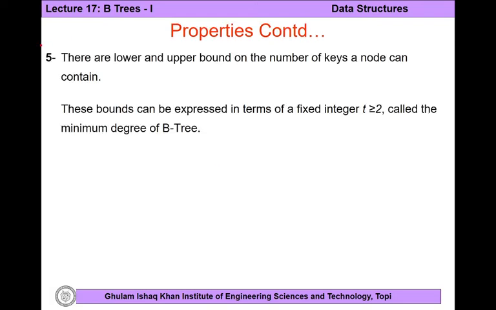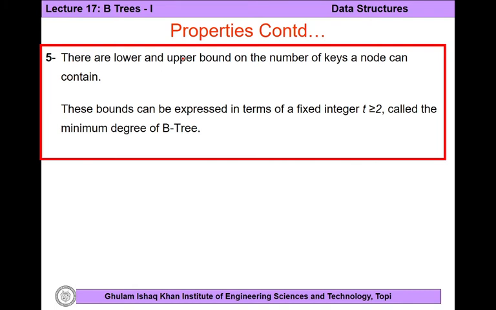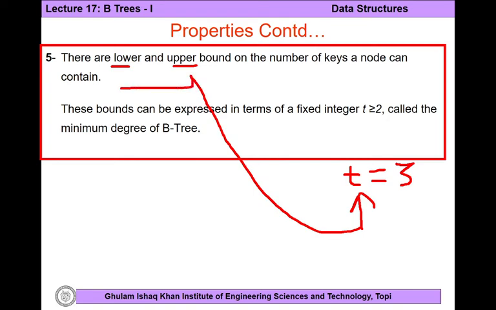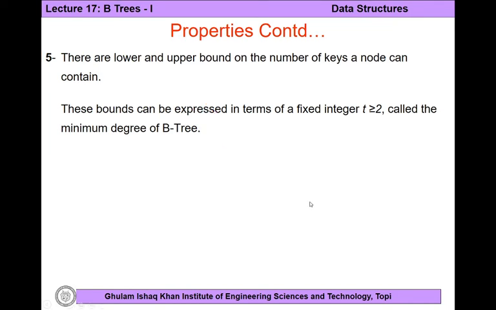And then yes, this one is very important, that there are lower and upper bounds on the number of keys a node can contain, right? For example, if you want to create a B tree, we will be given a variable which we call t, and the value of t can be any number, but it should be greater than or equal to 2. For example, if I say t value is 3, now this t will determine the upper and the lower bound on the number of keys a node can contain, right? And now how can we determine that?